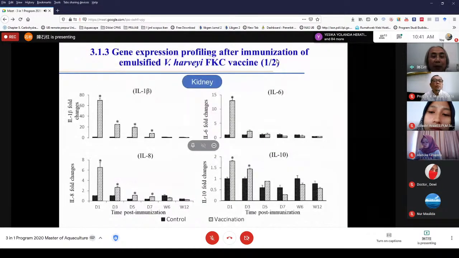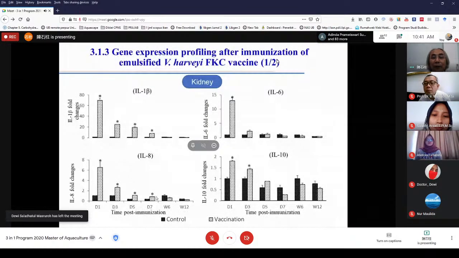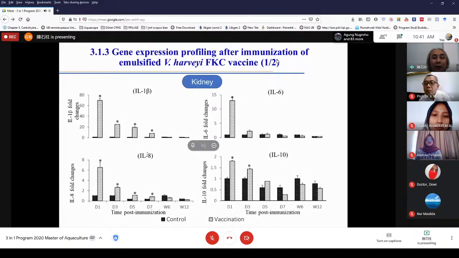Okay, the gene expression profile after immunization of the grouper with Vibrio harveyi. When vaccinating, we check the antibody and we check the gene expression. This is IL-1 beta, this is IL-6, IL-8, IL-10. We take samples on day 1, day 3, day 5, day 7, week 6, and week 12. You can see here IL-1 beta and IL-8 have an increase in the vaccination group, with higher gene expression. For IL-6 and IL-10, it's only on day 1 or day 3, but IL-1 beta and IL-8 last until day 7.